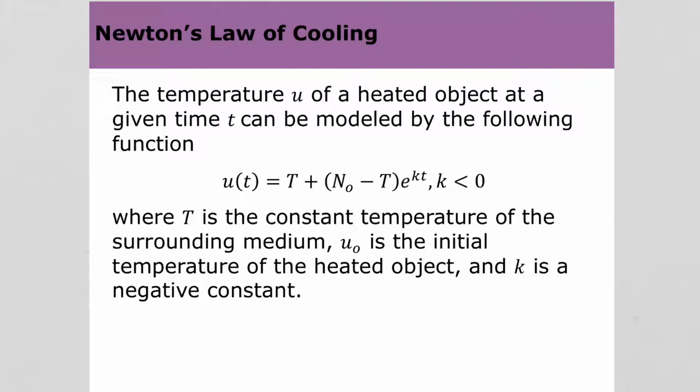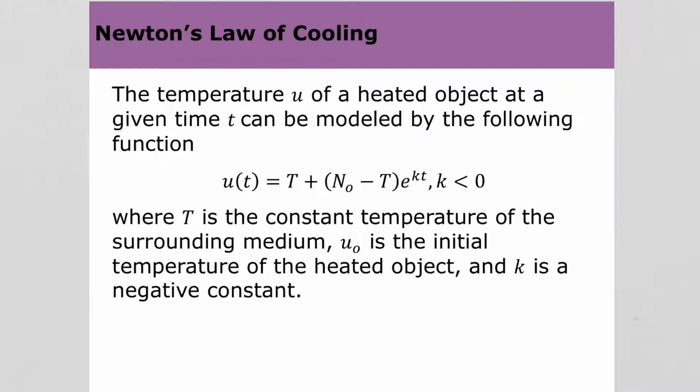And t is time, either in seconds or minutes, depending. Capital T is the constant temperature of the surrounding medium. So let's say your object is in a room that's 72 degrees. Then capital T would be 72. Or if your object is in a refrigerator, then capital T would be the temperature of the refrigerator.